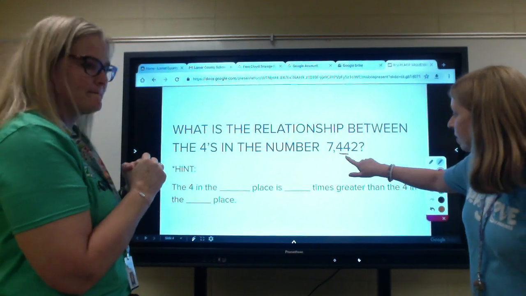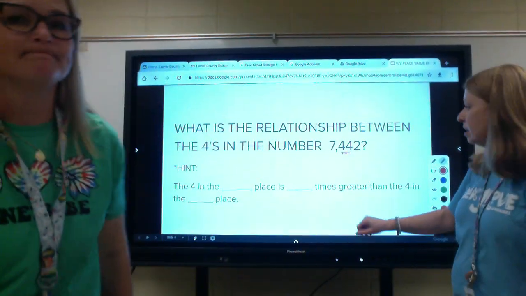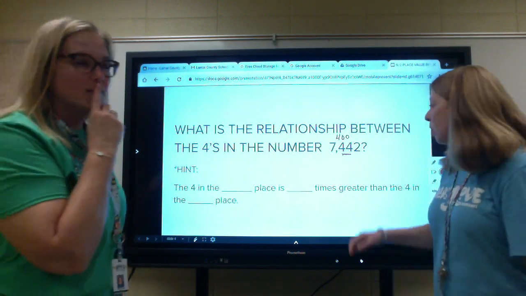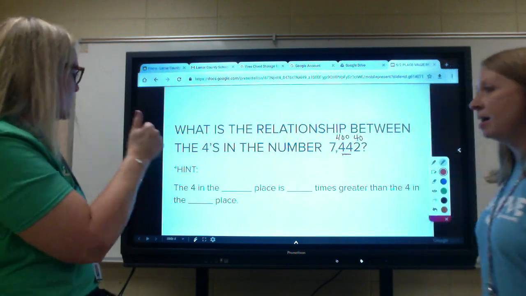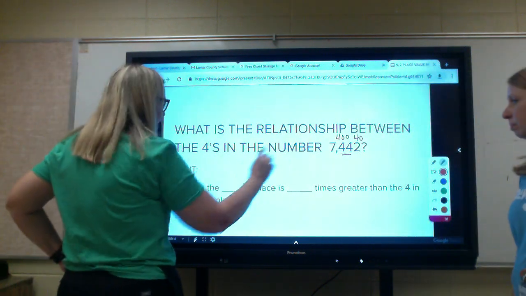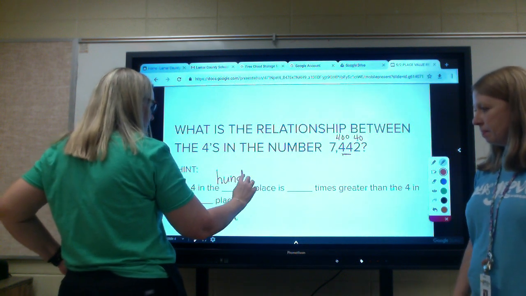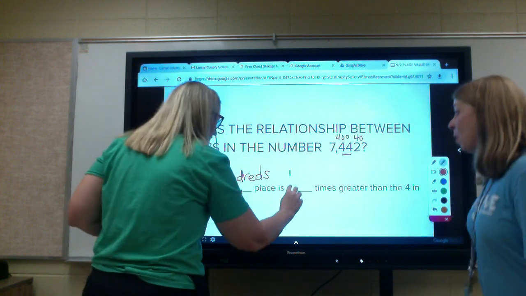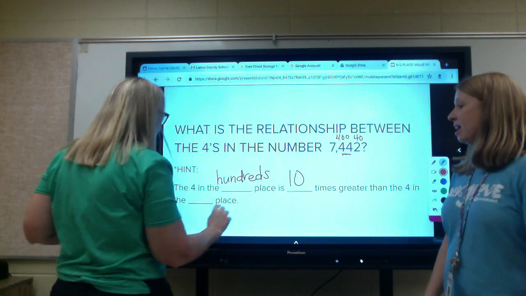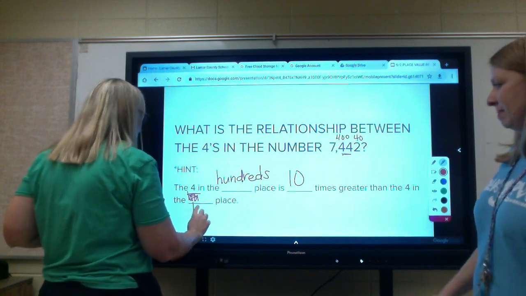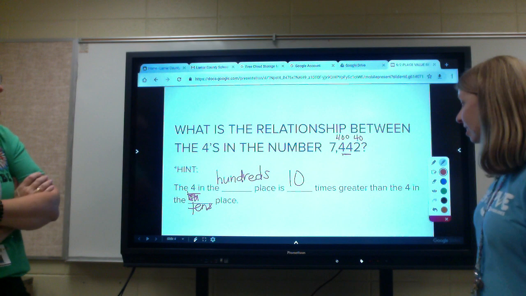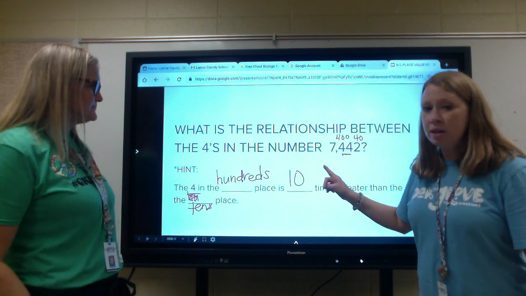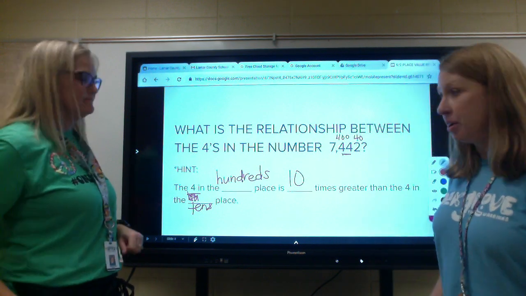So let's think about the value of my first four in the hundreds. This is worth 400. And my four in the tens is worth 40. So the 4 in the hundreds place is 10 times greater than the 4 in the tens place. Yes, that's exactly right. So by tens and hundreds, they have a relationship. And let's think, 400 is bigger than 40. It's 10 times bigger. Got it.